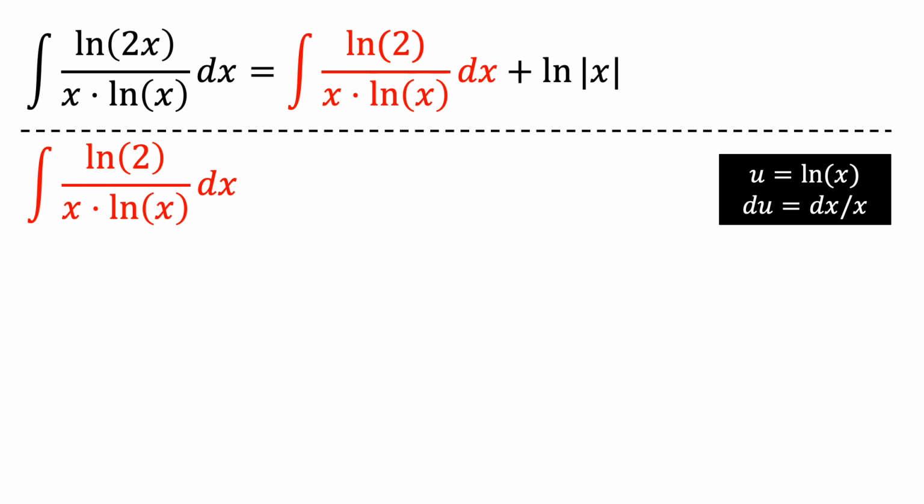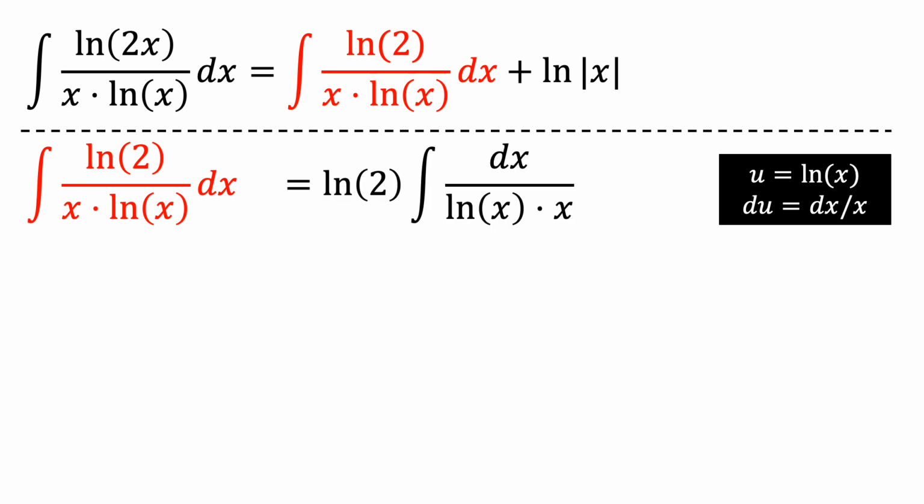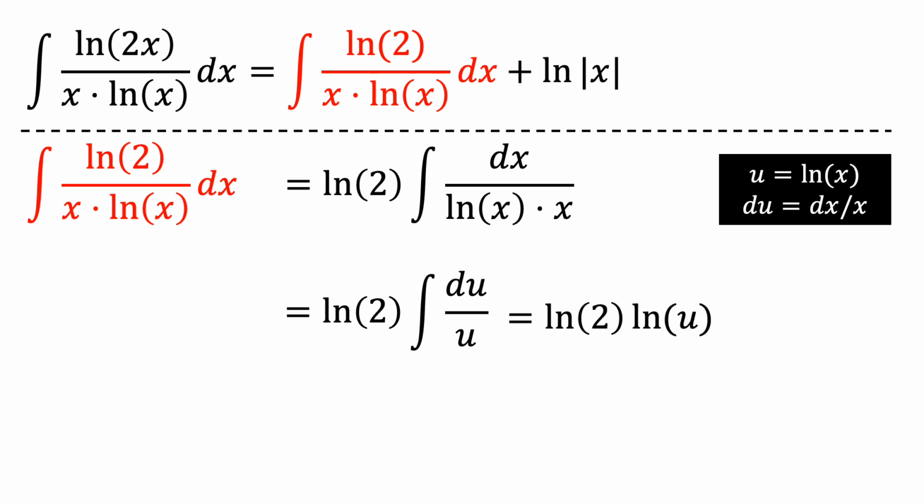I can do a u-substitution and let u be equal to the natural log of x. This implies that du is equal to 1 over x times dx. Also, natural log of 2 is simply a constant and it can be pulled outside of the integral. After carrying out the u-substitution, I get the natural log of 2 times the integral of 1 over u du. This can be shown to be the natural log of 2 times the natural log of u. At this point, I have to substitute back in to get this in terms of x. If I do this, I will get the natural log of 2 times the natural log of the natural log of x.